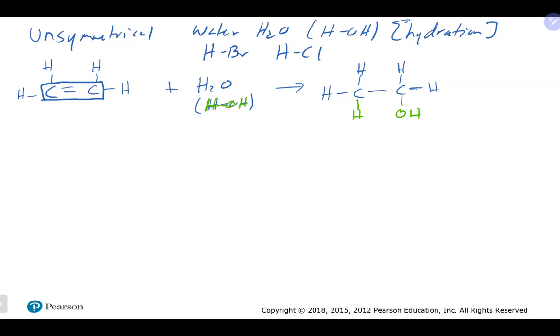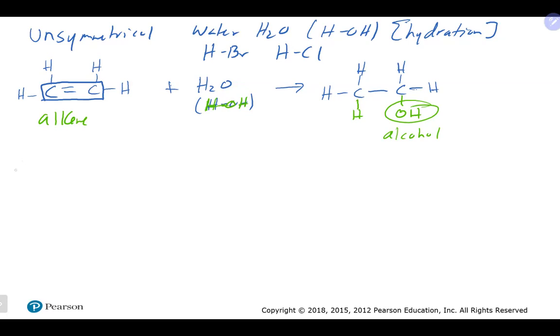We go from an alkene in this case to an alcohol. So this is an alcohol. It has the OH group attached there. So that is one way that you make an alcohol: you take an alkene and you add water to it, and you basically do a hydration reaction and you'll produce an alcohol in that case.